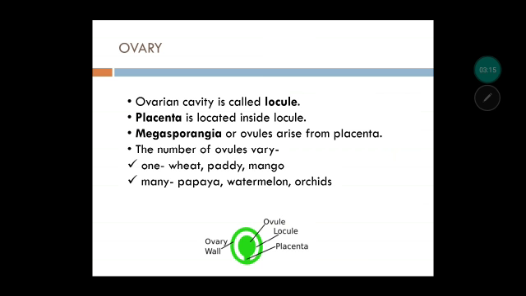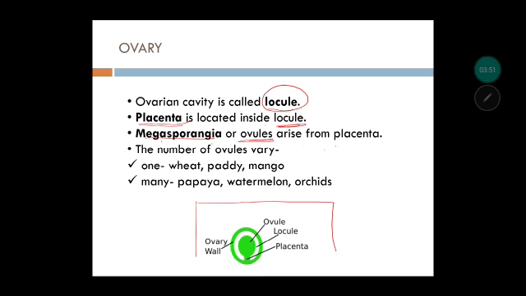Now coming to the next structure, which is the ovary. The ovary has a cavity called the ovarian cavity, and it is referred to as a locule. Now the placenta is located inside the locule. The placenta is a tissue which provides nutrition to the developing embryo. So the placenta is inside this cavity called the locule. And the ovules or megasporangia, one and the same thing, another name of ovule is megasporangia, arise from this placenta only.